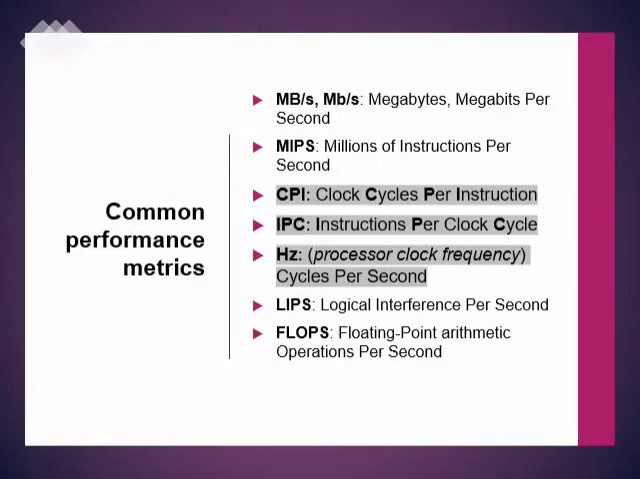There are many common performance metrics. The ones that we're going to concentrate on are the three that are highlighted. It is CPI, cycles per instruction. Be careful, C is cycles, not clock, because when we say clock, the measure is seconds. IPC is instructions per cycle. And then we have cycles per second. You have seen this before. It's in hertz. So these three, you're going to look at a lot in this last chapter.